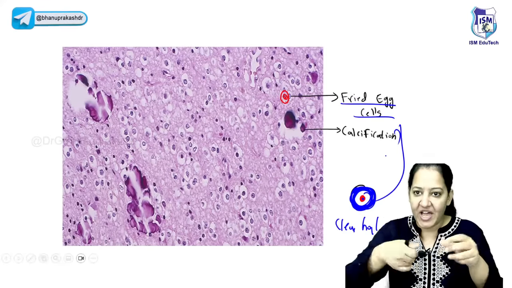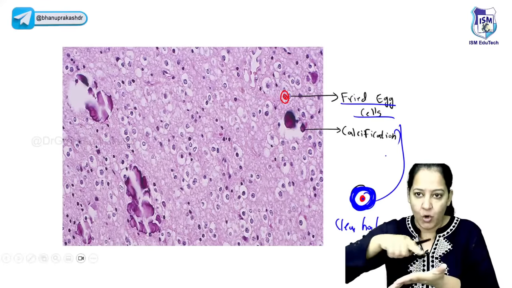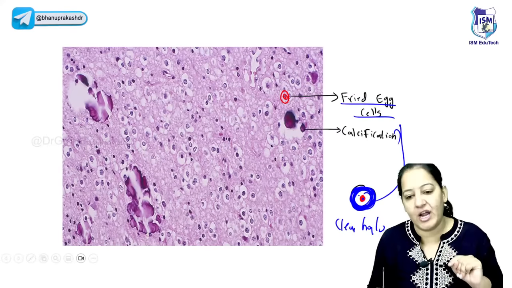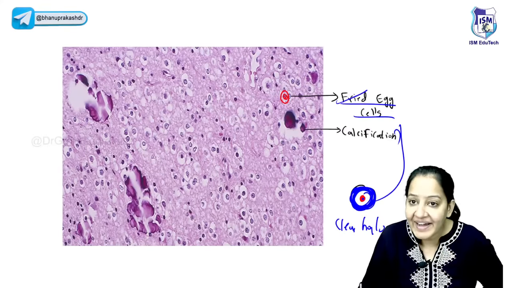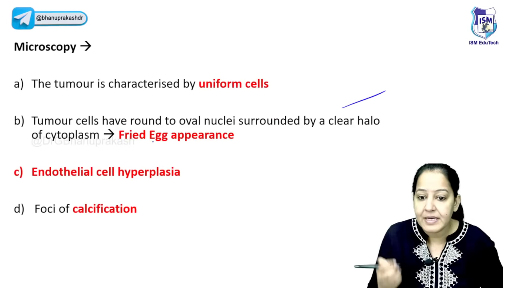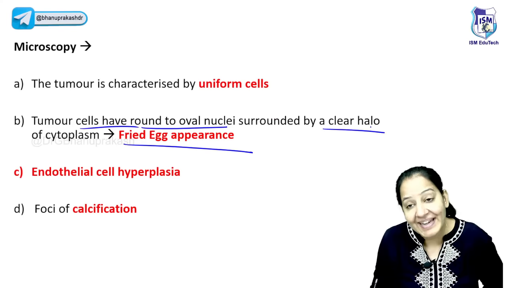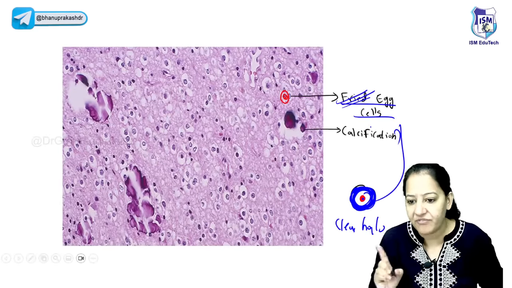It is giving a fried egg appearance. Have you ever tried to hatch an egg on a pan? Can you see a yellow at the center and white all around? It is looking like that because of the perinuclear halo, which is the hallmark here. It is known as fried egg appearance. The tumor cells are round to oval and they are surrounded by a clear halo. It is known as fried egg appearance.